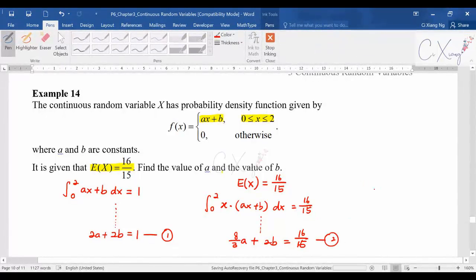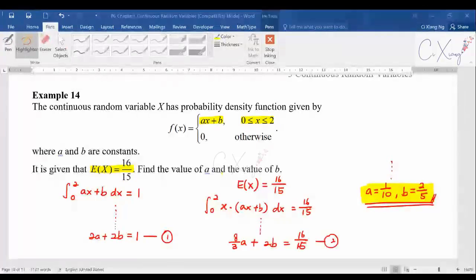So if you continue correctly, you should get the value of a equal to 1 over 10, and also b equal to 2 over 5. All right, so please make sure that you complete the steps that I skipped. Okay, so we'll stop here for this video, and in the next video we'll discuss example 15 until 17.